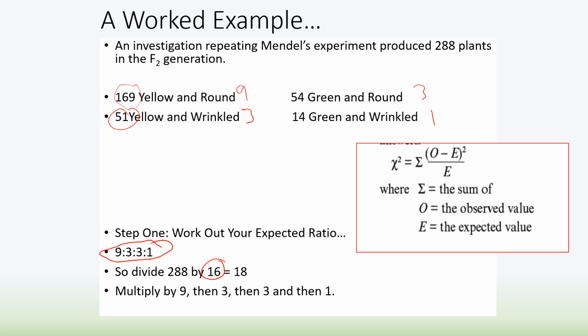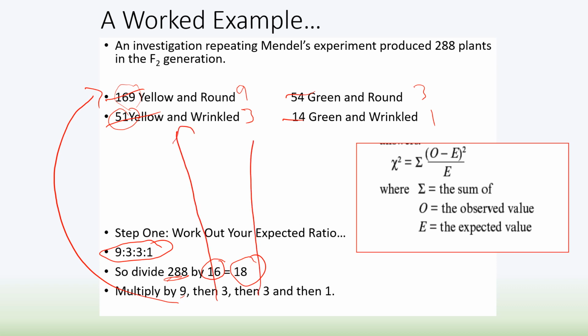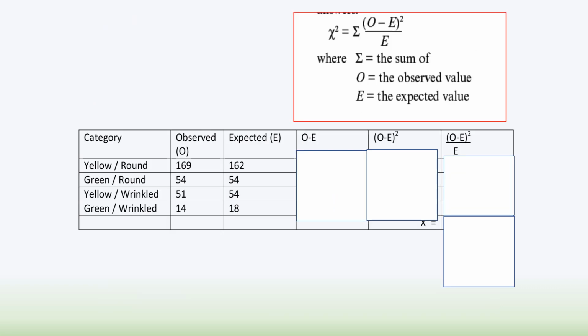If I take 288, which is the total, adding all of these up together, I should get 1 equal to 18. So I then do 18 times 9 to work out the expected number for this one, 18 times 3, 18 times 3, and 18 times 1 for that. That gives me a set of data. My observed numbers are what I actually got, and then 18 times 9 is 162, 18 times 3, 18 times 3, 18 times 1.